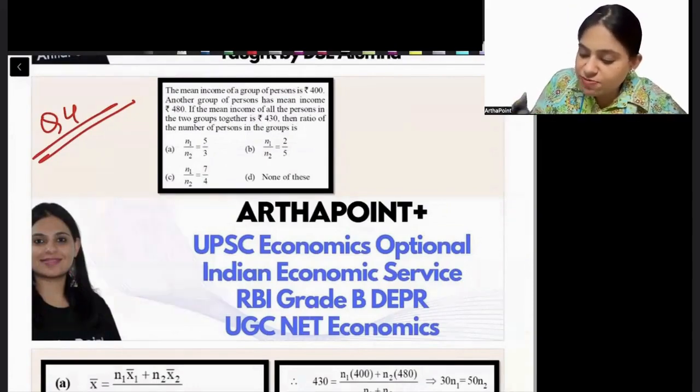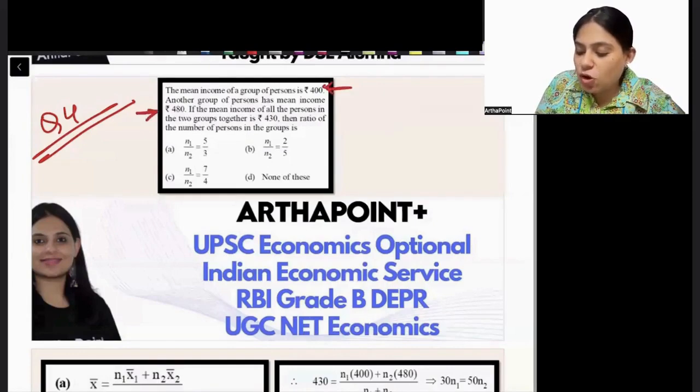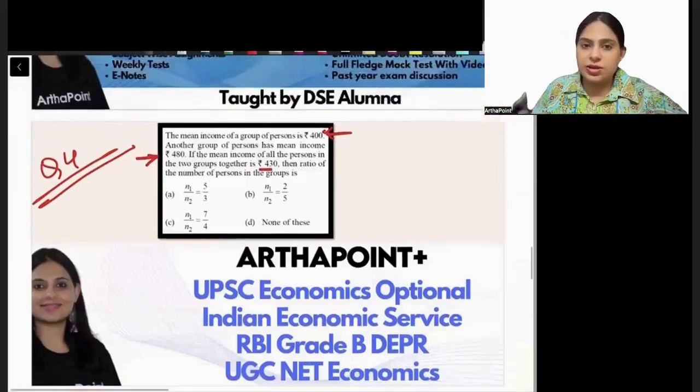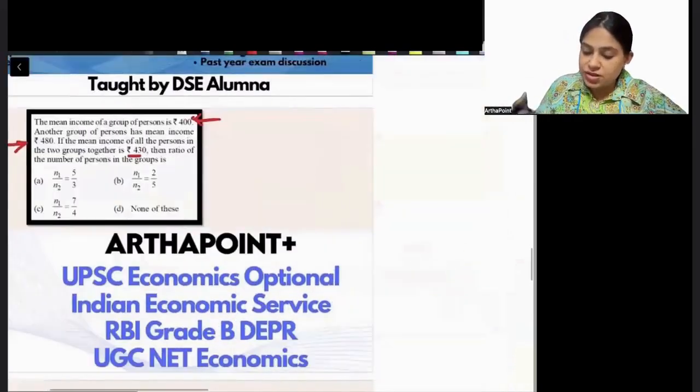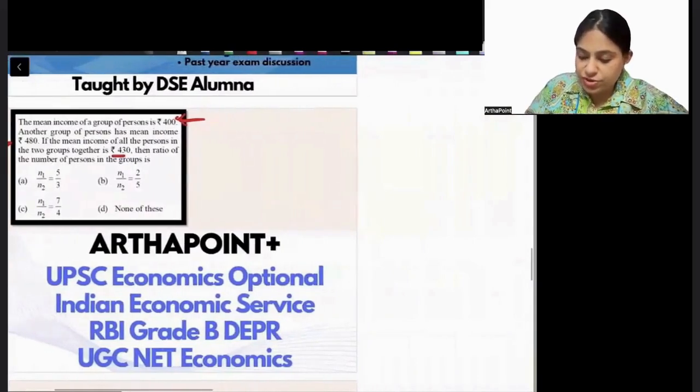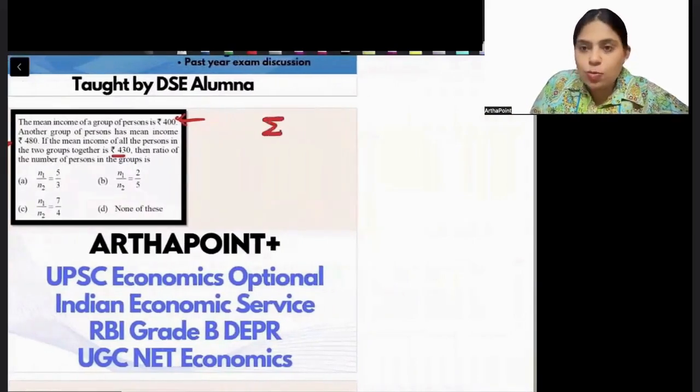The mean income of a group of persons is 400. Another group of persons has a mean of 480. If the mean income of all persons in the two groups is 430, find the ratio of the number of persons in the two groups. Let us try to do this thing. The mean of the income of a group of persons is 400. So this is group A.